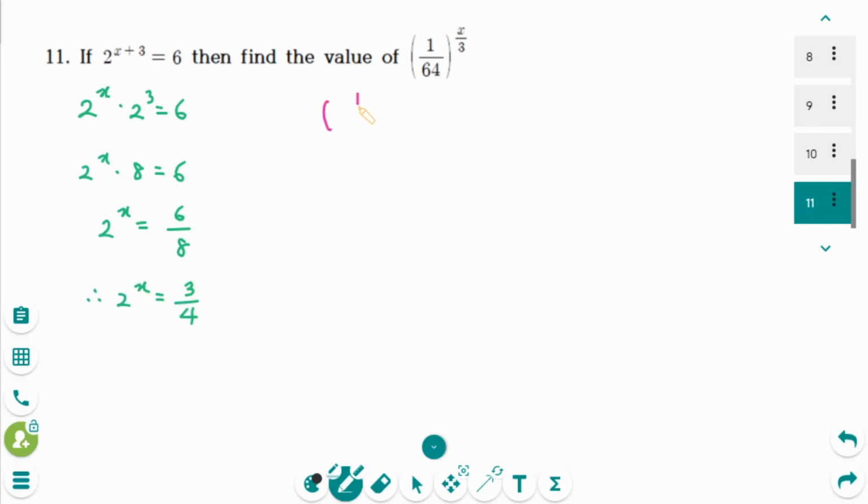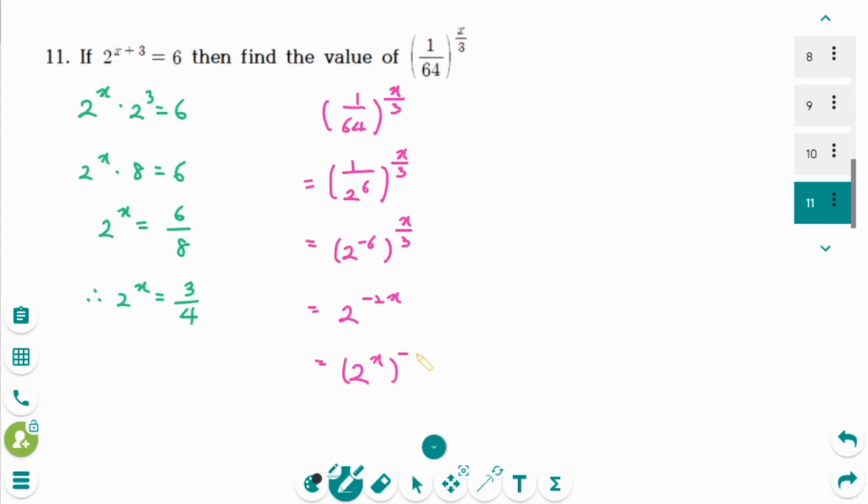The question is (1/64)^(x/3). 1 over 64 is 1 over 2^6. Then to the power of x over 3. (2^(-6))^(x/3). Then minus 6 times x over 3 equals minus 2x. Then we can rewrite as (2^x)^(-2) equals, 2^x is here, (3/4)^(-2).